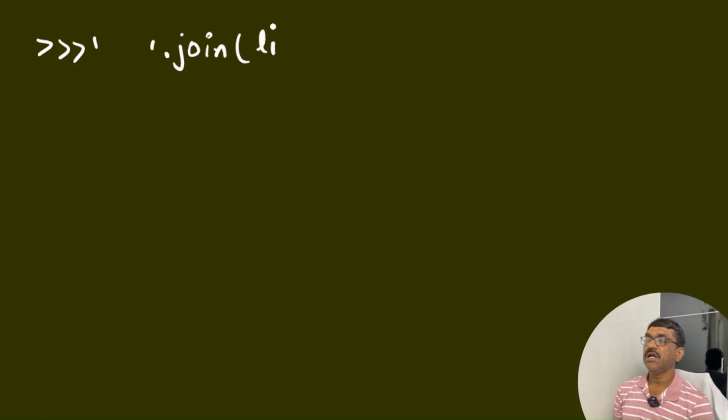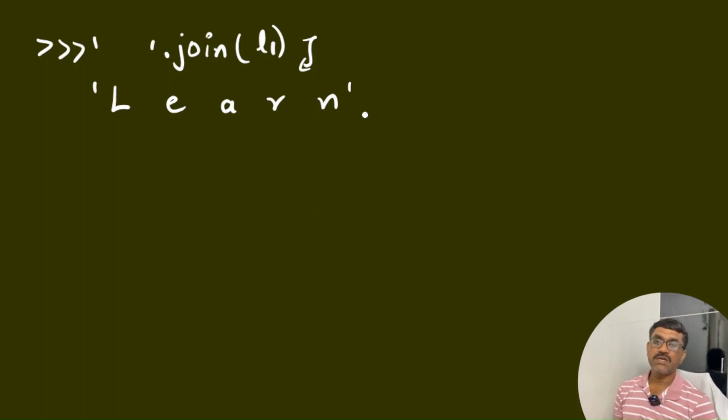Now let us take an example at the Python shell. Here I'm writing like this. The separator here, I'm going to give some space. In the previous example, I didn't mention even a single space. Dot, I'm using the method join. I'm taking the iterable L1, the previous example. Once you press enter, what happened? It is going to display, in single quotes, L space E space A space R space N. In the previous example, we didn't get the output with spaces, right?